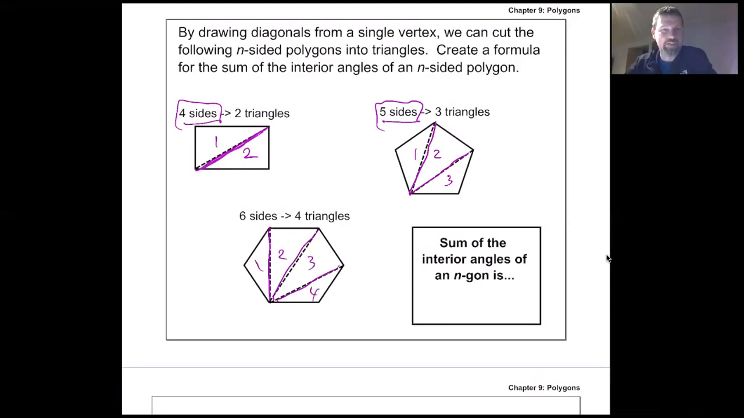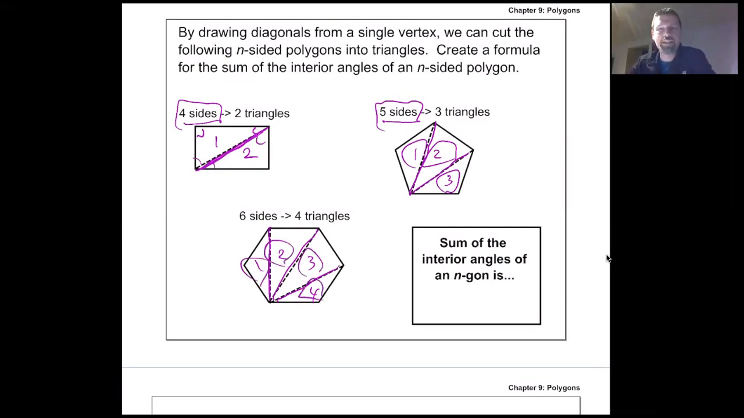You could probably guess if it had 7 sides, it would cut it into 5 triangles. So since we know the sum of the interior angles of a triangle, we can figure out the sum of the interior angles of any other shape, just based on how many triangles they have, right? If this four-sided shape had 2 triangles, each with 180 degrees, then that would be a total of 360. This one has 3 triangles, each with 180 degrees. This one has 4 triangles, each with 180 degrees.